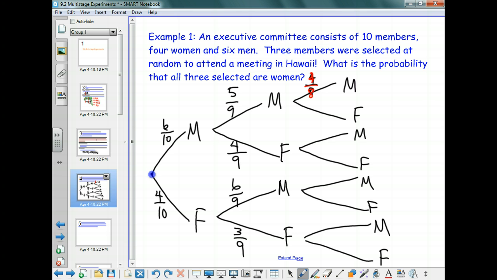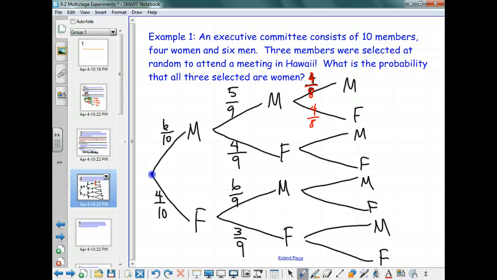All right. Second branch, however, I selected 1 man, 2 men, and now I'm going to select a woman. How many women are left in the hat? All 4, right? Out of 8. Still 4 women in the hat along that first branch, because no women have yet been selected.